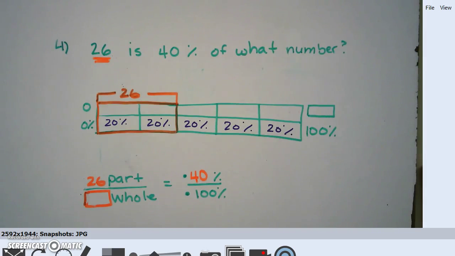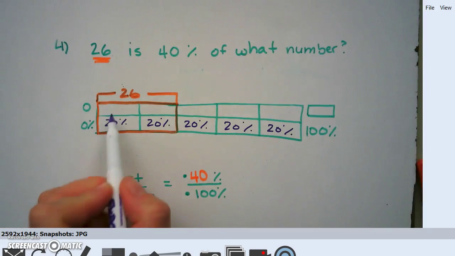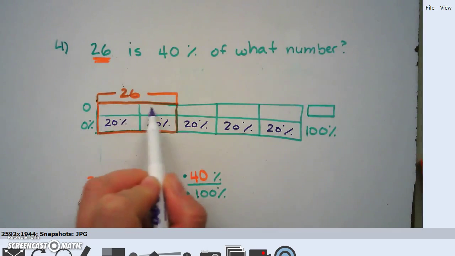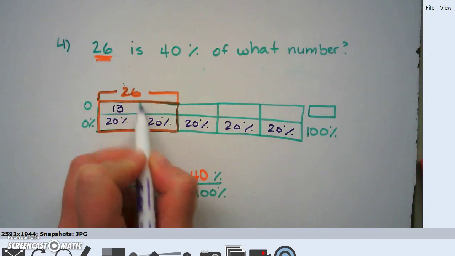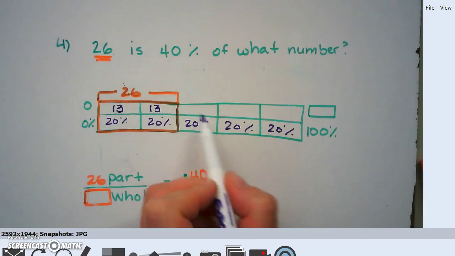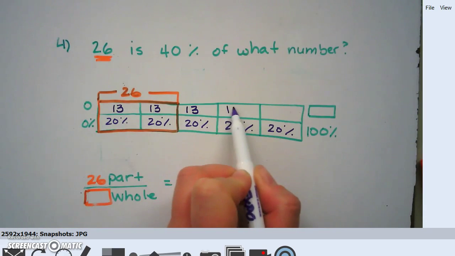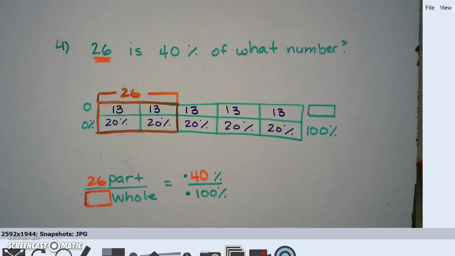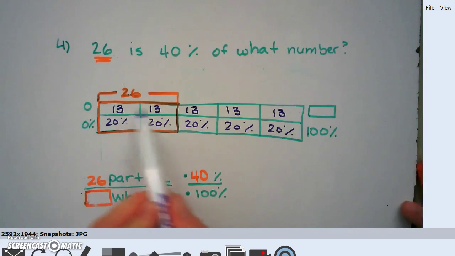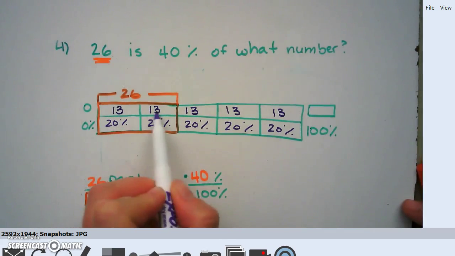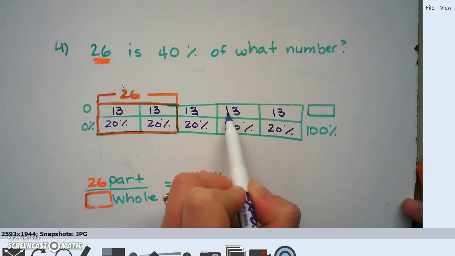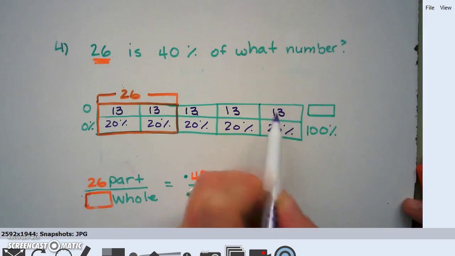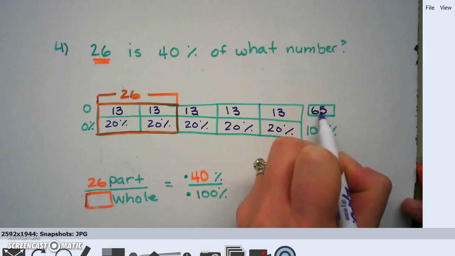So now I want to determine what each of these pieces is worth. All of these pieces are going to be worth the exact same amount. And here we've got 2 pieces that make up 26, so of course each one of those is worth 13. But that means all of them are worth 13. So now if I add together all of these pieces, 13 plus 13 is 26. Another 13 plus 13 will get me to 52, because I know 26 plus 26 is 52. And another 13 will get me to 65.